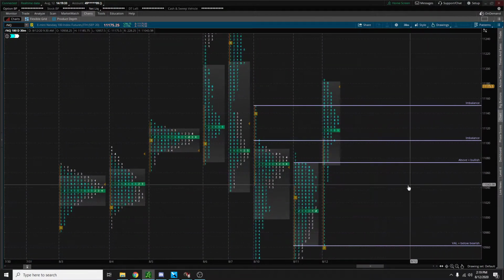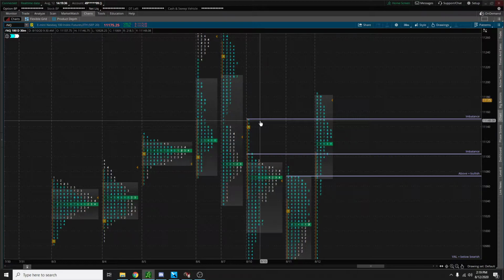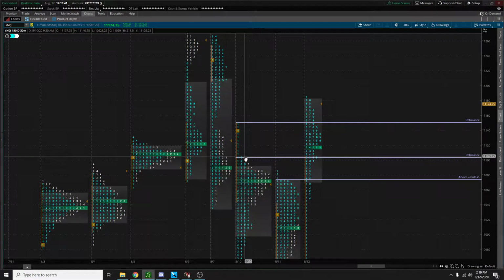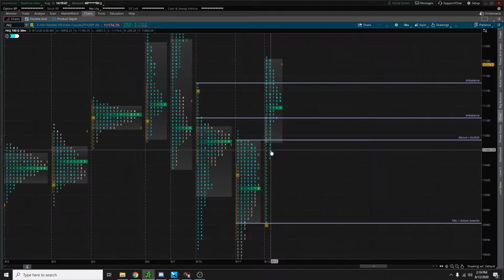Now, today we have the same situation. There was an imbalance from the 10th of August here. As you guys can see, it's not as big, but it's still an imbalance. Now, these buyers pushed price up all the way through all of this value. The gray areas are the values. They pushed price all the way above all this value, and we kind of stopped on the second period. We stopped right below the imbalance.